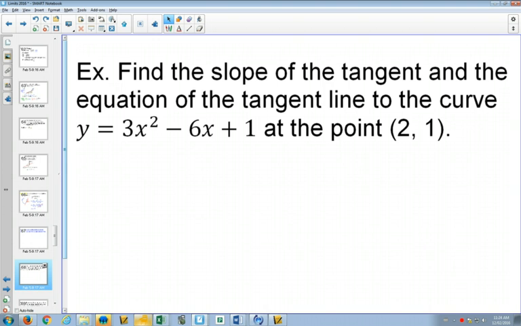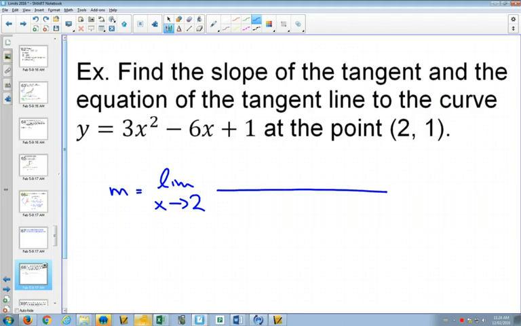So first of all, using our first formula, our slope will equal the limit as x gets close to, and what value are we trying to find this time? We're trying to find as x gets close to 2, because we're looking for the value at (2, 1).